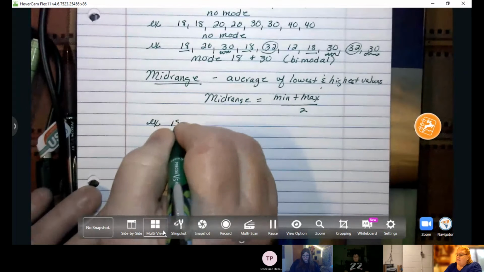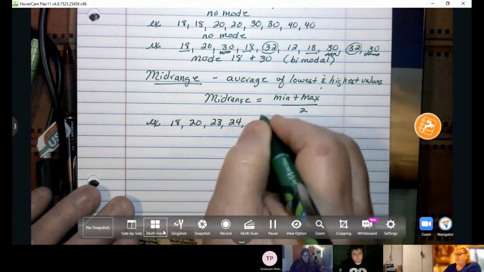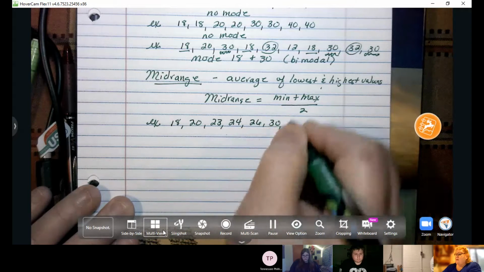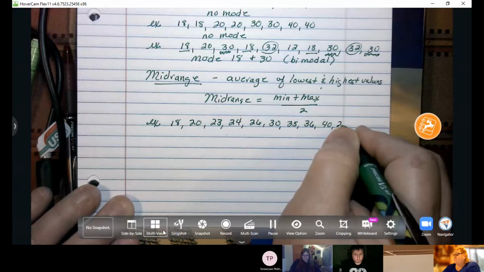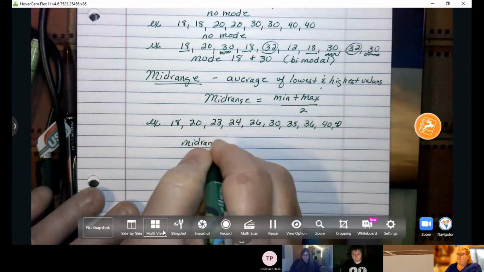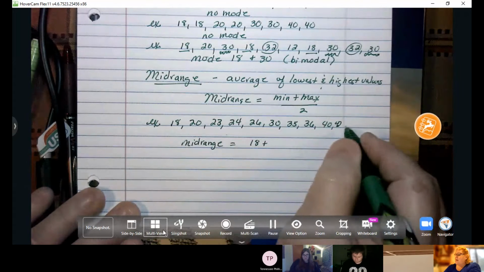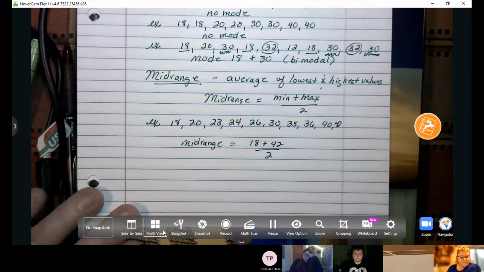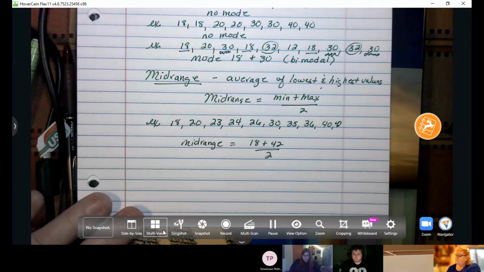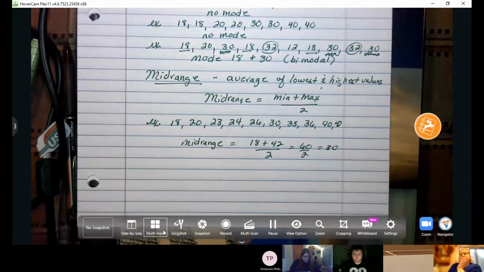So if we go back to our example of the number of days worked, the mid-range would be the lowest plus the highest divided by 2. Which would be 30.